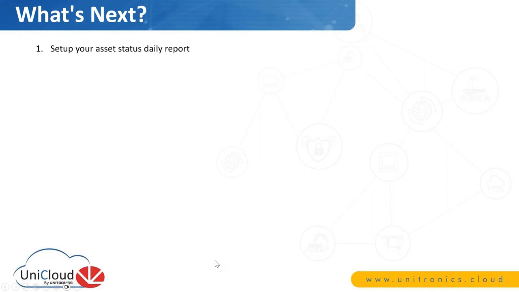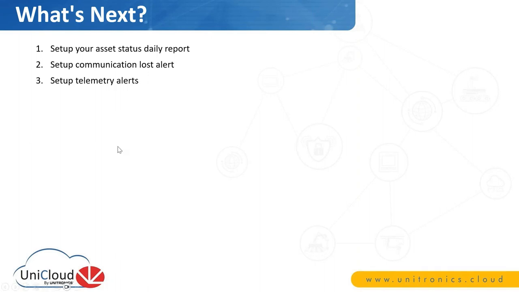Okay, so what's next? Set up your asset status daily report. You saw it's really easy to do. Set up a communication lost alert. You need to be aware when UniCloud is losing connection with your machine for any reason, whether the machine is stuck, the internet is down, or something like that. And set up telemetry alerts. Start with something very simple. If you have a pump, monitor water flow or temperature, put an alert on those parameters and start experiencing it yourself.